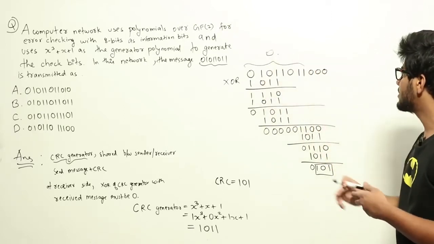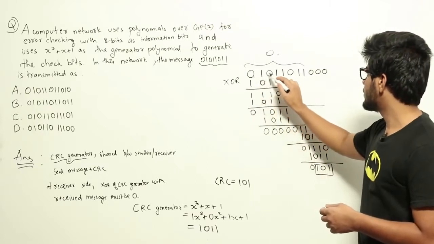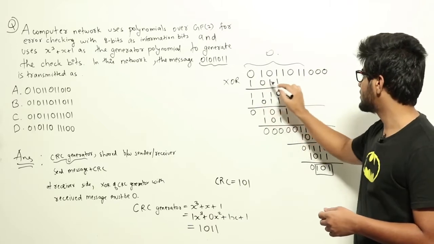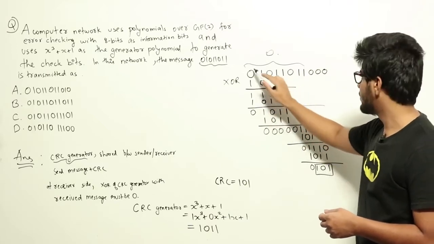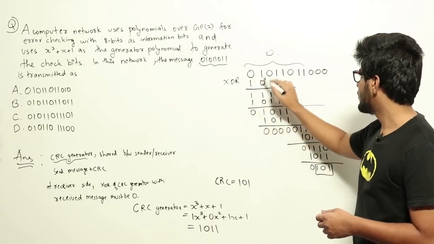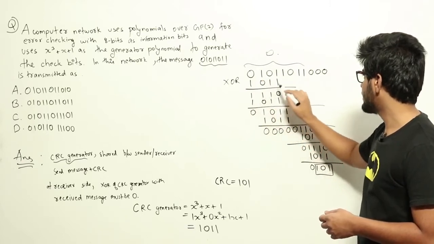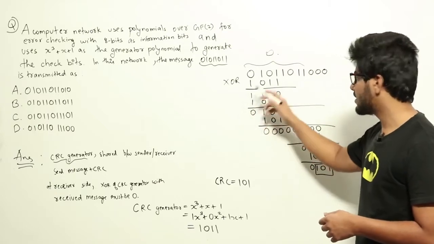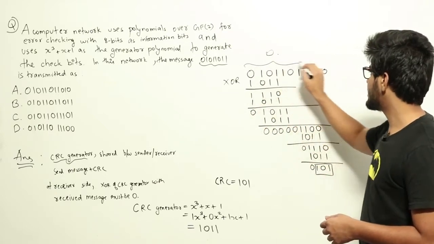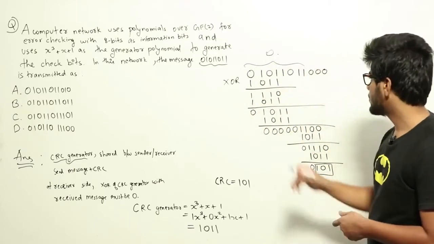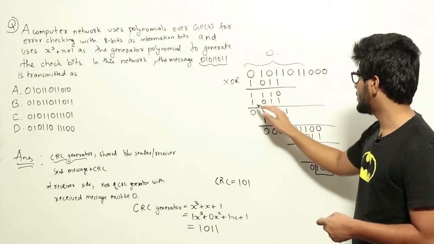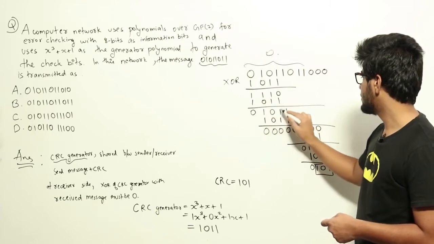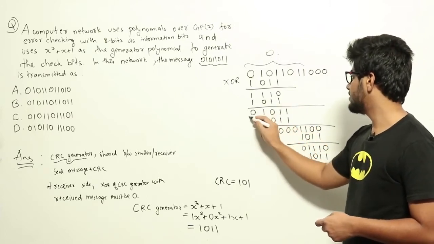So I'll show you how to do it. The message is 01011011, then 3 zeros. We'll XOR it with 1011, the first 4 bits. What we get is 1 XOR 0 is 1, 1 XOR 0 is 1, 1 XOR 0 is 1. This becomes 0. Now this bit is still 1. We need to keep on doing this until all the message bits become 0. So we'll do the XOR again, 1011. Now this becomes 0. This is 1. This is 0. This is 1. So we have made this bit 0.